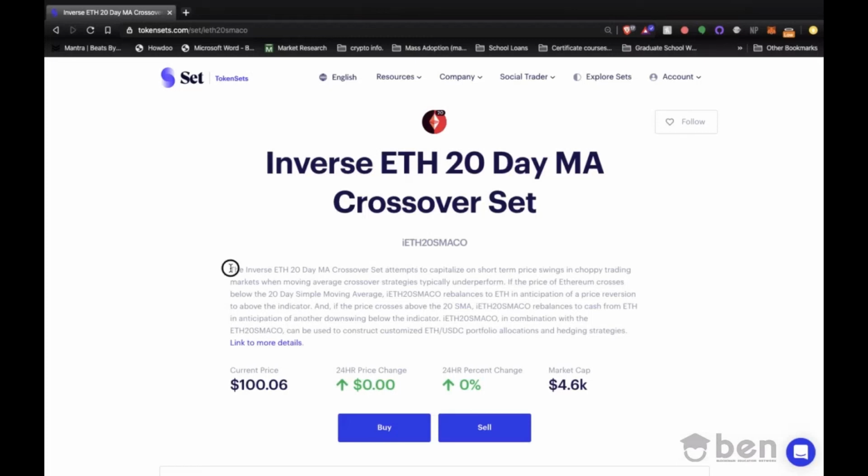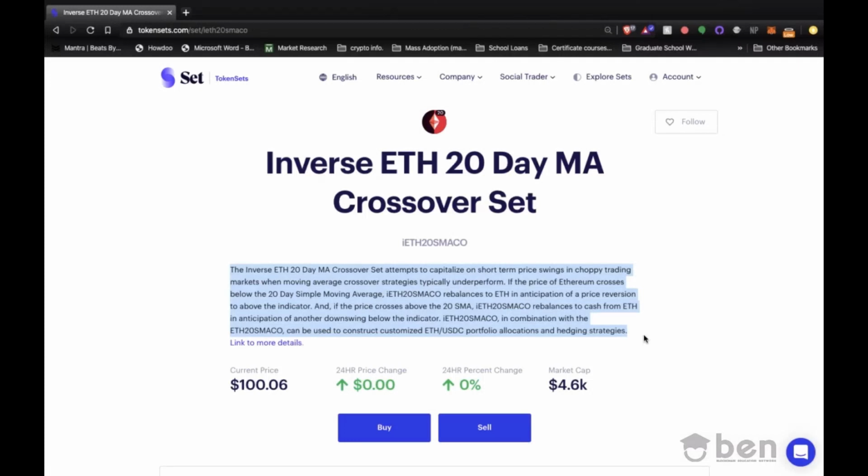So let's highlight this. So the inverse ETH 20-day moving average crossover set attempts to capitalize on short-term price swings in choppy trading markets when moving average crossover strategies typically underperform. Okay, so now the indicator in use is the moving average. So now we understand how it's being monitored.